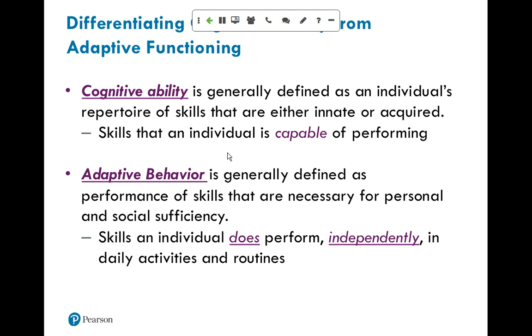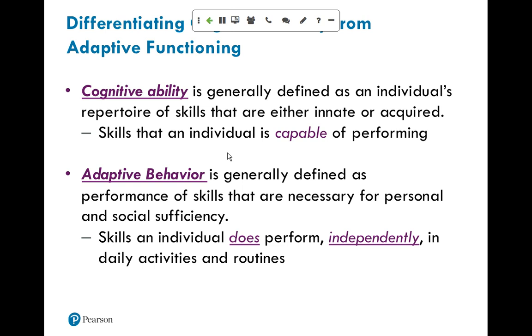So now let's differentiate intellectual disability or cognitive functioning from adaptive functioning. If we think of cognition as an individual's repertoire of skills, so their ability, what they actually are capable of doing. These are both skills that the child was just born into the world with, as well as what they acquired throughout their development. So this is their capacity, their optimal ability.